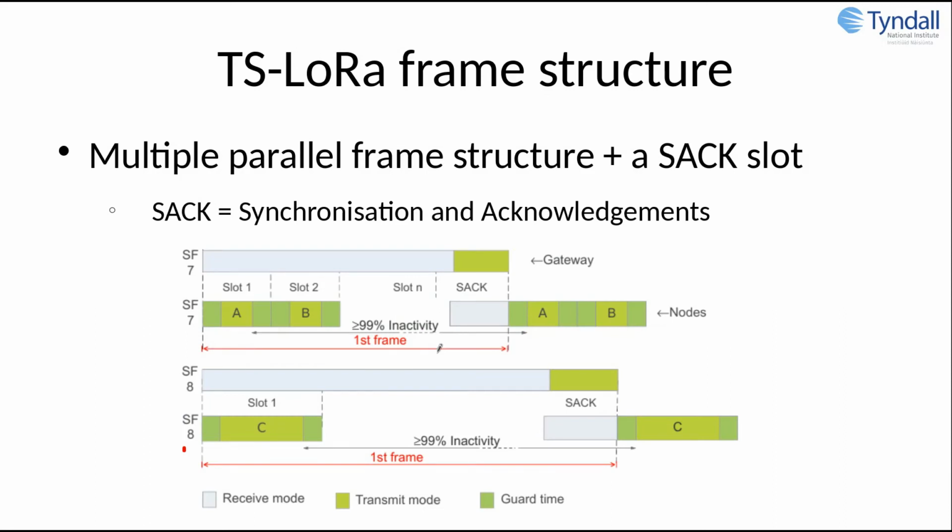TS-LoRa uses multiple parallel frames, one for each spreading factor. For example, in this figure, we have two frame structures, one for spreading factor 7 and one for spreading factor 8. Each spreading factor frame contains a number of slots. In this particular example, we have nodes A and B accommodated in the spreading factor 7 frame, and node C accommodated in the spreading factor 8 frame. And these frames are repeated over time.